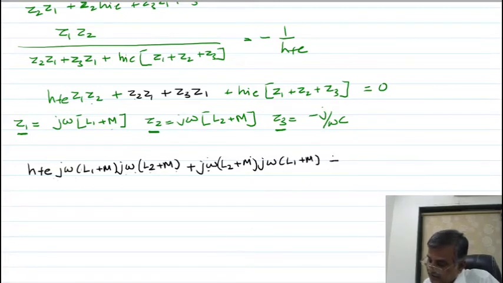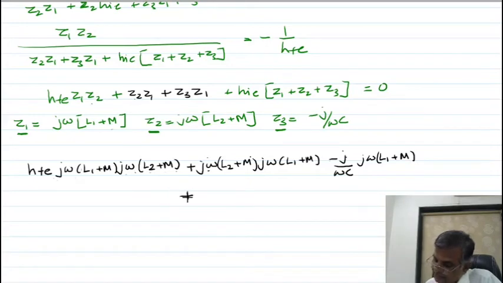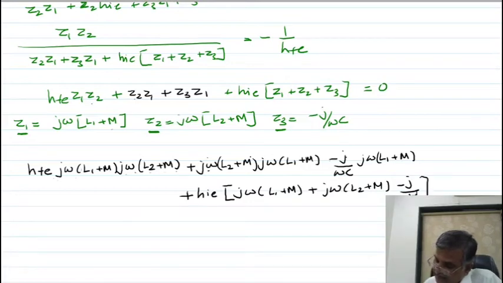What is Z3? Z3 is nothing but, I can write, it is your -j/(ωC). So here I have to put minus j by ωC. What is Z1? jω(L1 + M) plus hie into the bracket jω(L1 + M) plus jω(L2 + M) minus j/(ωC) is equal to 0. Look here.